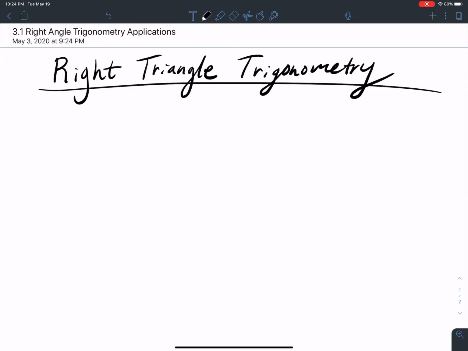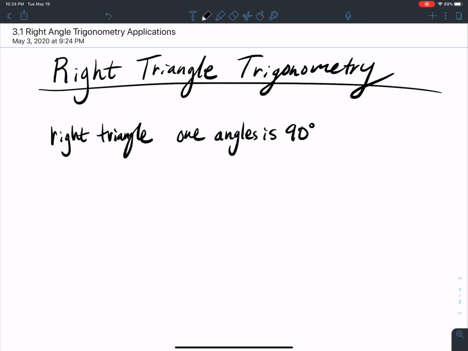So in this video, we're going to talk about right triangle trigonometry. So a right triangle is a triangle in which one of the angles is 90 degrees. Okay, so we've got a right triangle going on. You see that little square there? That designates a 90-degree angle.